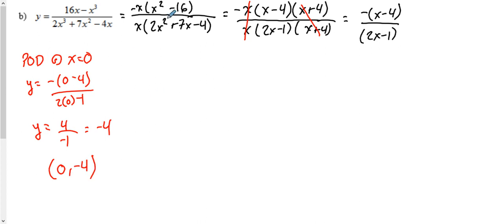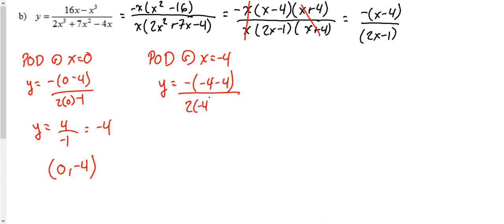My second POD, because I have a second one here, is going to be found at x equals -4. And again, finding the y value for it, we have negative 4 minus 4, all of that's divided by 2 times -4 minus 1. There we go. So for this one here, we have y equals positive 8 over -9. There we go. So we have a coordinate at -4, comma, -8/9. Both of our PODs are done.